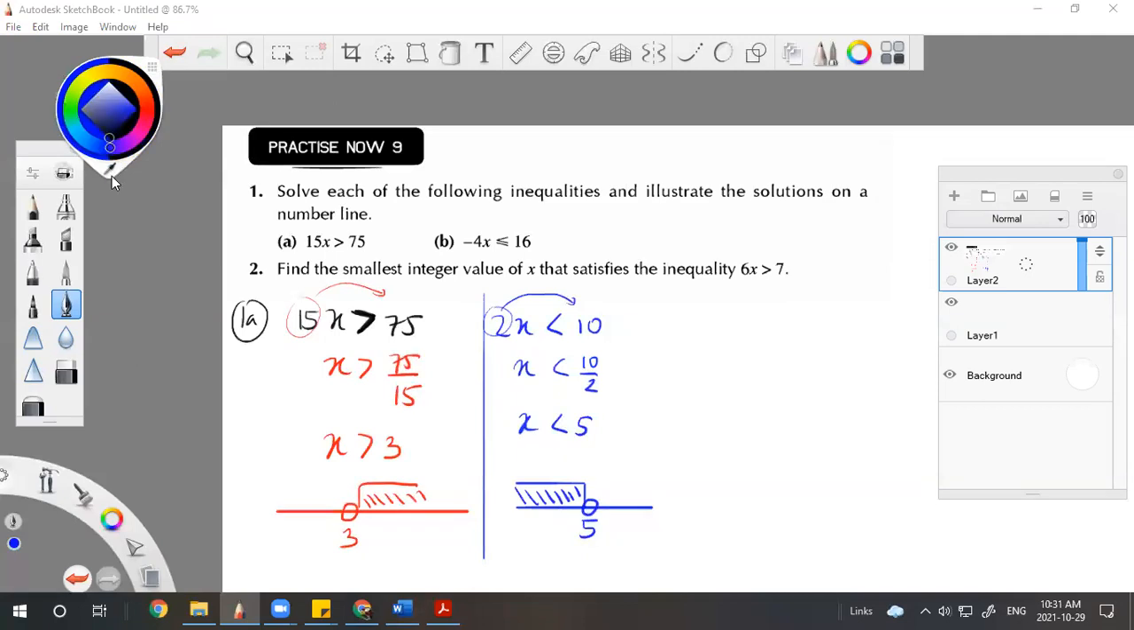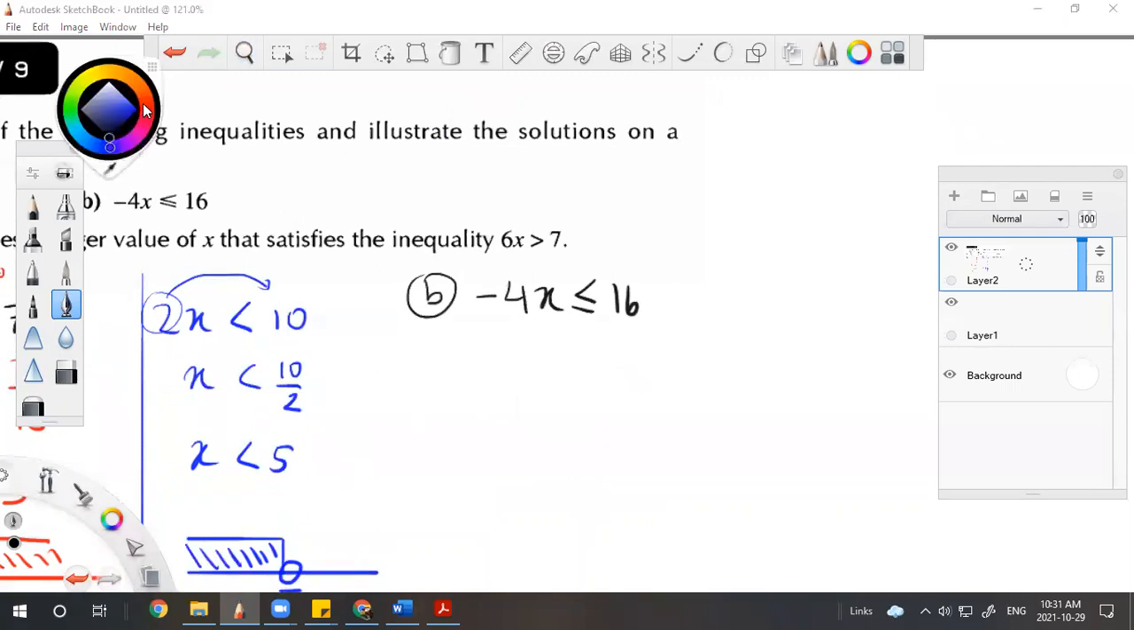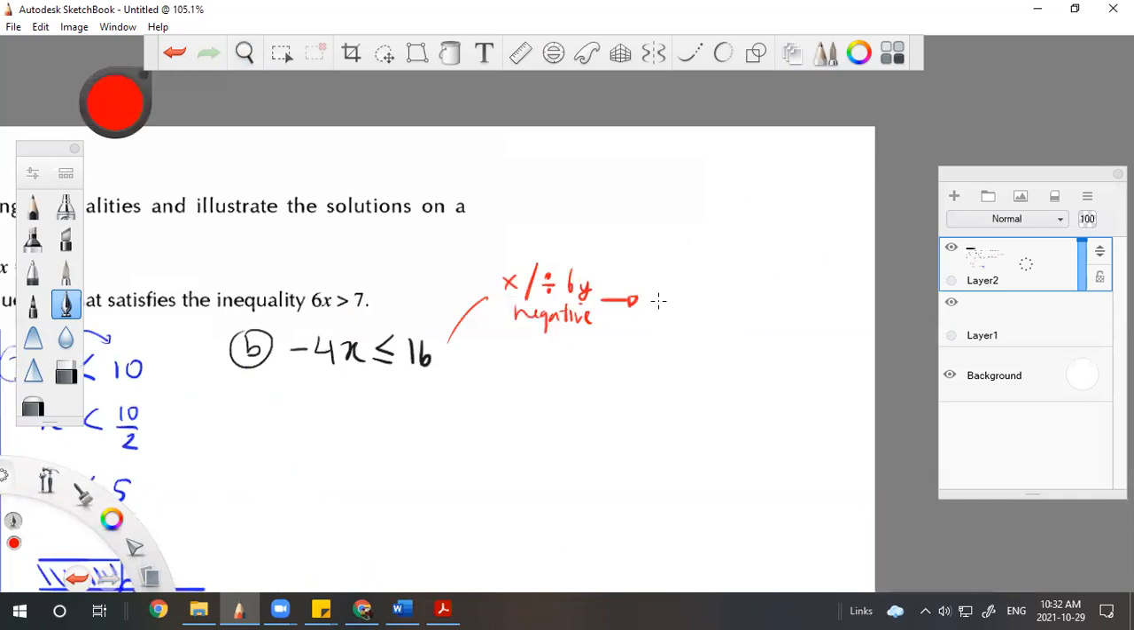Now we do B. Nah, B harus hati-hati. Less than or equal to 16. You harus hati-hati di sini. Ada extra notes-nya. Ini baru ya, ini topik baru. If you times or divide by negative, you have to change the inequality. Okay, if you times or divide by negatives, you have to change the inequality sign.